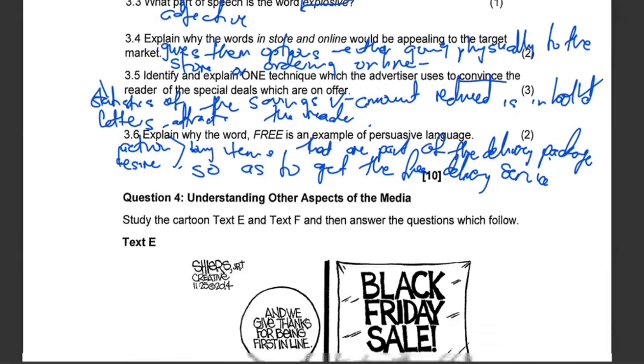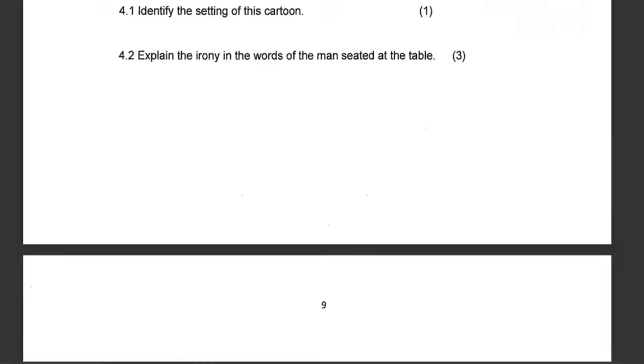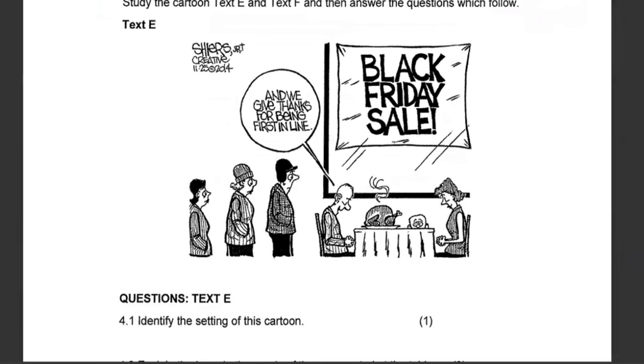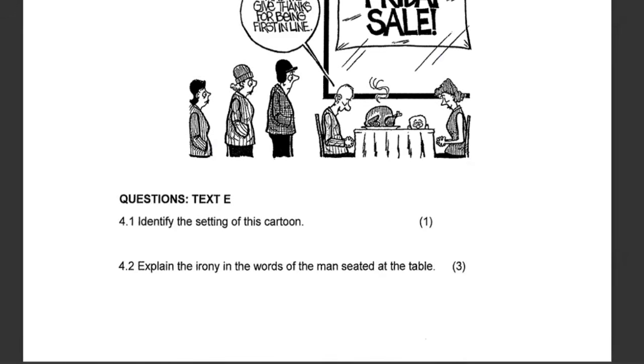All right, we go to question 4, which is our cartoon. Still on Black Friday, it says, study the cartoon, text E and text F, then answer the questions which follow. Black Friday sale, and we give thanks for being first in line. All right. It says, identify the setting of this cartoon.